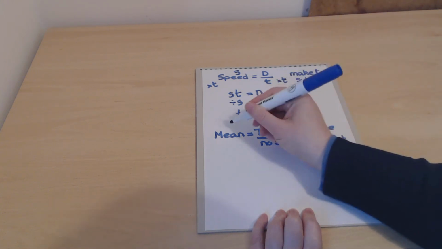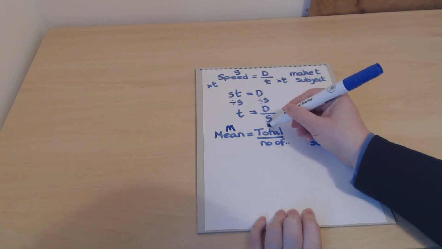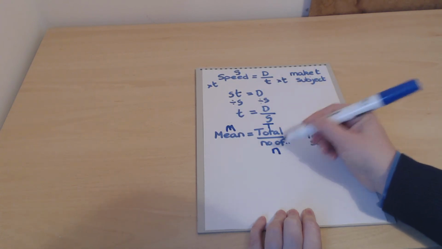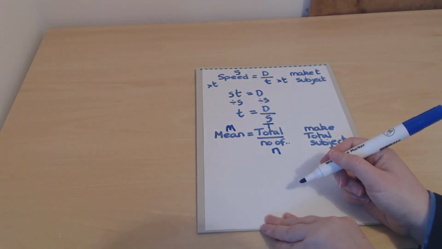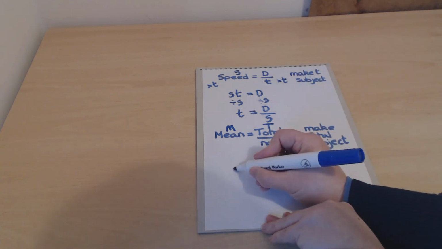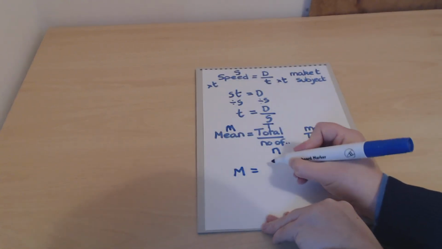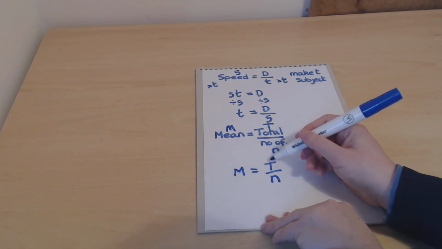So again, I'm going to replace this with M, this with T, and we'll use an N for here from now on in, just because it makes it easier and quicker to write down. So we're trying to get the T on its own. Let me just write that again here, because I think that might be a bit clearer. Okay, so we're trying to make T the subject.